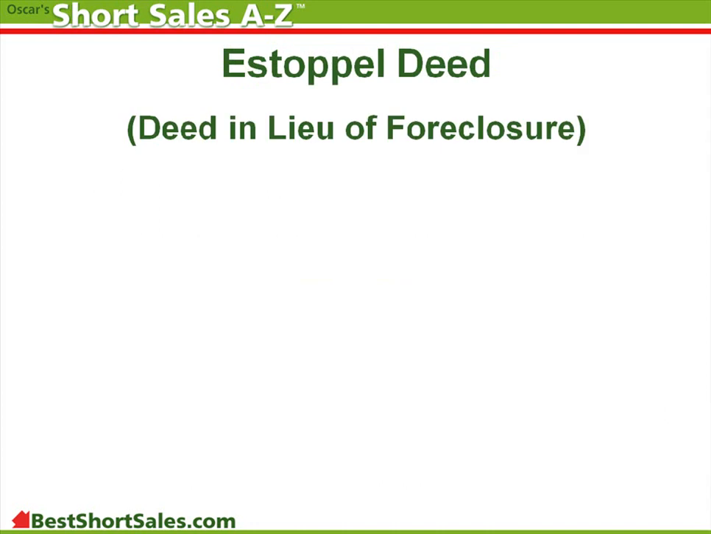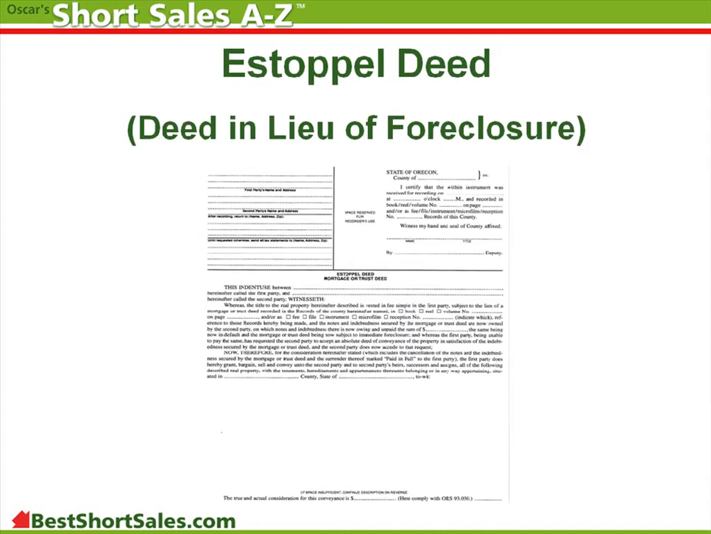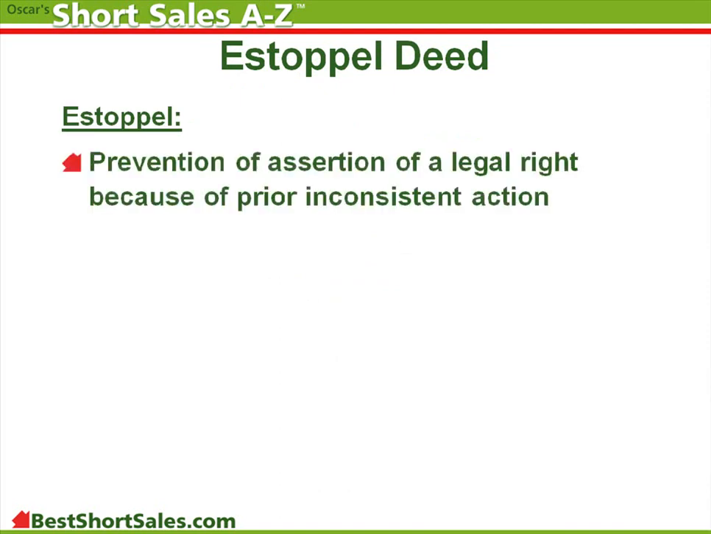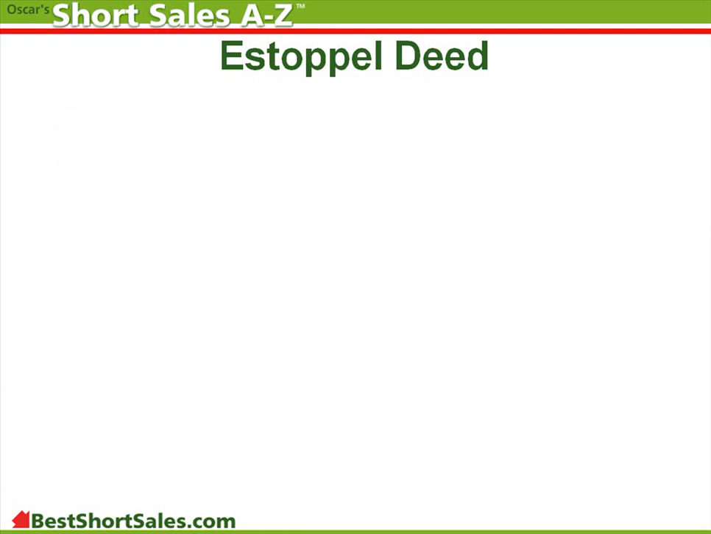This is an estoppel deed, also known as deed in lieu of foreclosure. Estoppel deeds are often misunderstood and thus misused. Estoppel definition. An estoppel is the prevention of one from asserting a legal right because of prior actions inconsistent with the assertion. This is how an estoppel deed works.